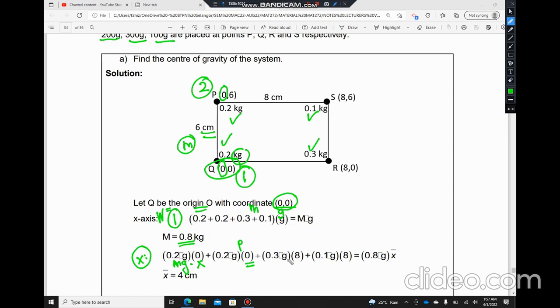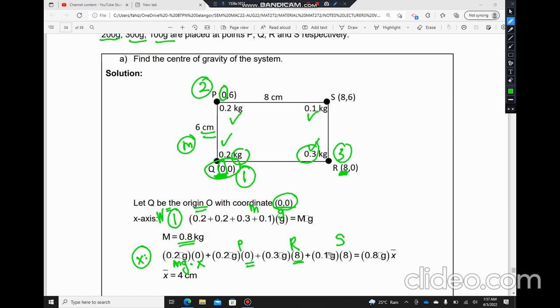And then 0.3 here. Okay, number 3, 0.3G multiply by 8. Okay, sebab jarak kat sini, yang ni X equals to 0, kat sini X equals to 8. So the total distance is 8. Okay, so this one for R and then last one is for S. 0.1.